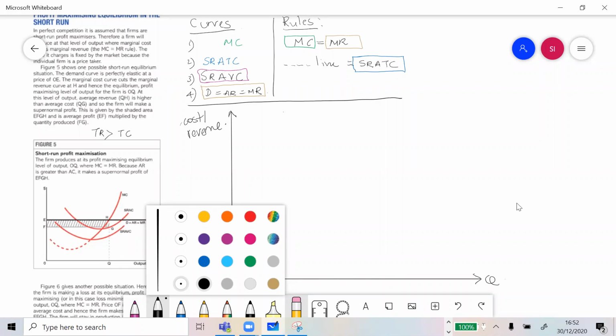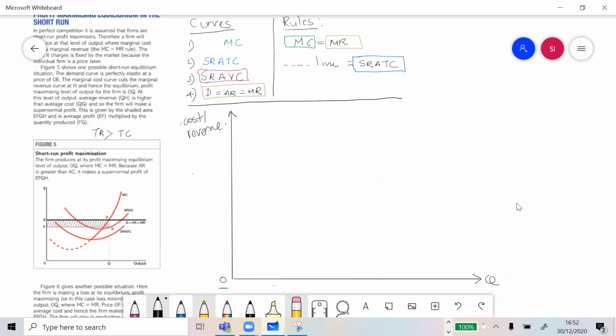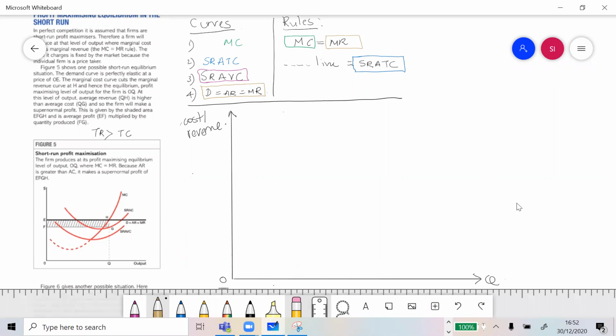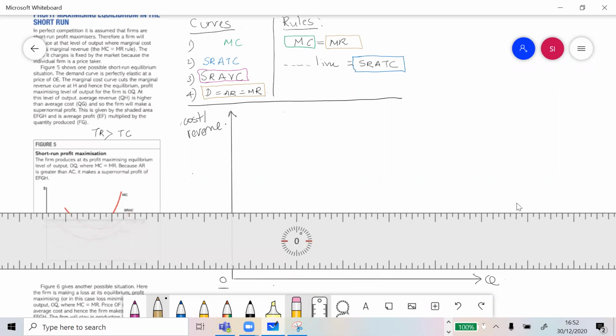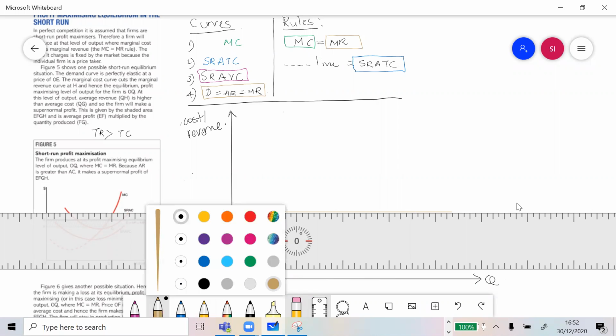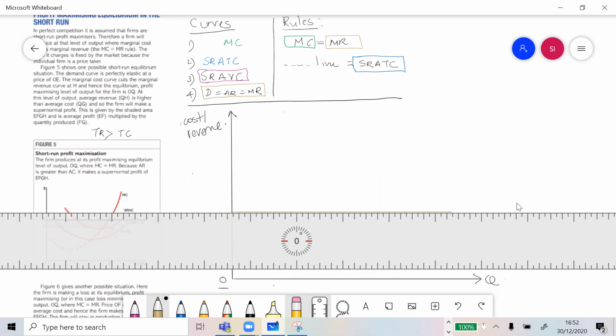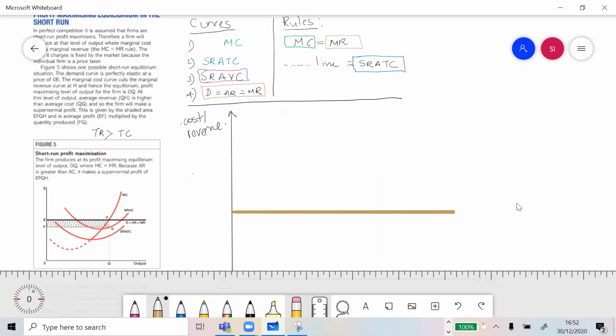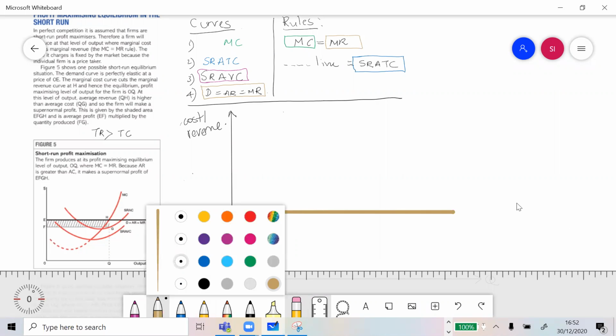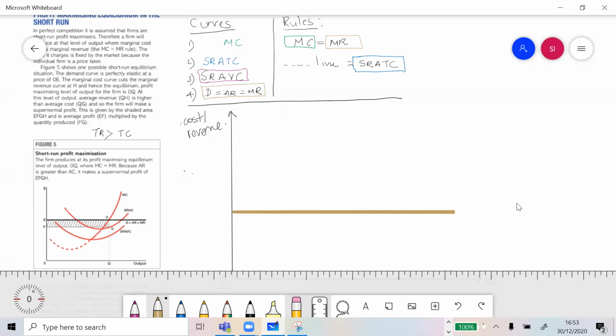Okay, so first we are going to draw the AR curve. So make sure you draw a parallel line over here. And mark this as D equals AR equals MR. This is step 1.